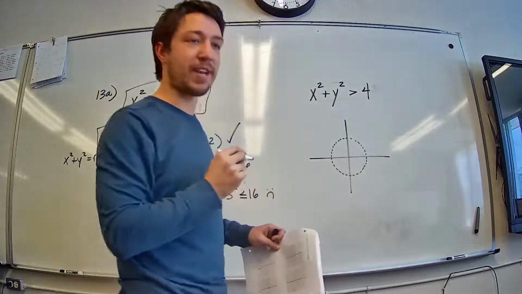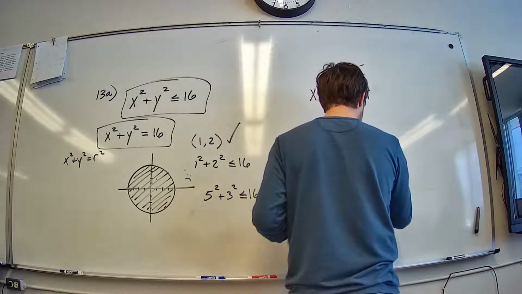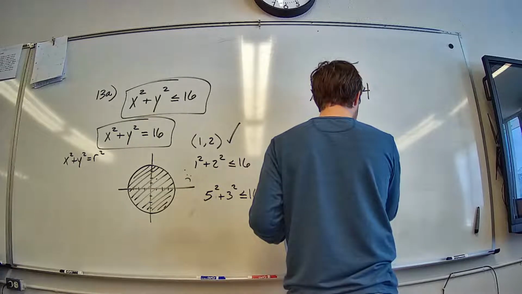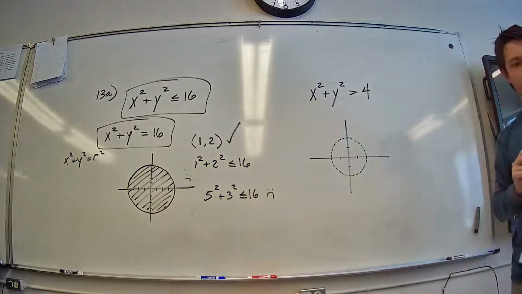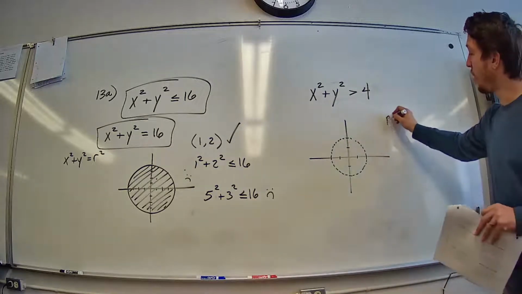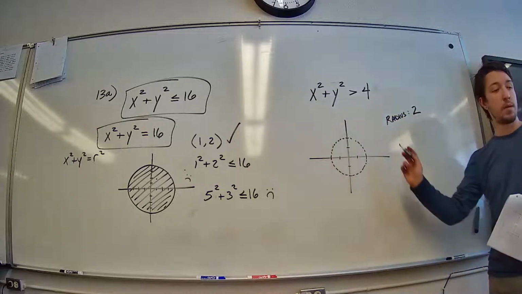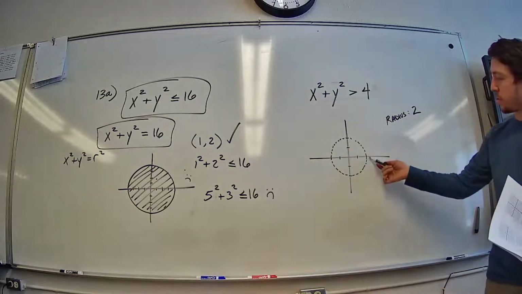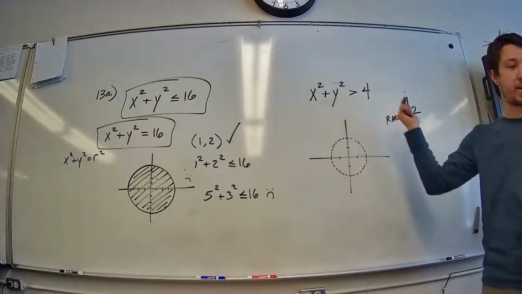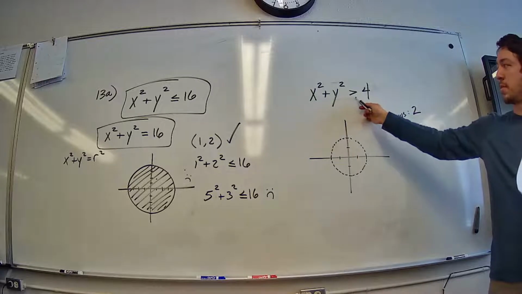Let's try your best to make the dashed circle. So you should have a circle of radius 2, but it's a dashed line because, for example, the point 2, 0 does not actually satisfy that. It gets very close, but it's not quite satisfying it. And that's because it's missing the little.